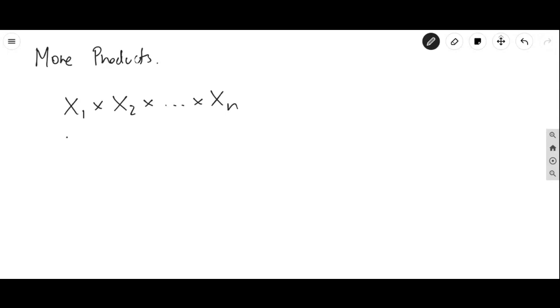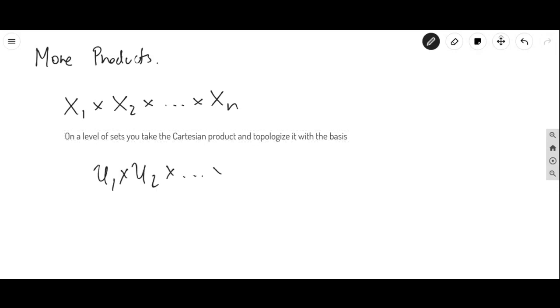Well, on the level of sets, you take the Cartesian product and topologize it with the basis, and it goes the same way as before. You topologize it with this basis. And many of the properties that we've talked about come through. So if these are connected, the product is connected, and if they're compact, the product is compact, and so on. So that's okay. But what if you have infinite products?